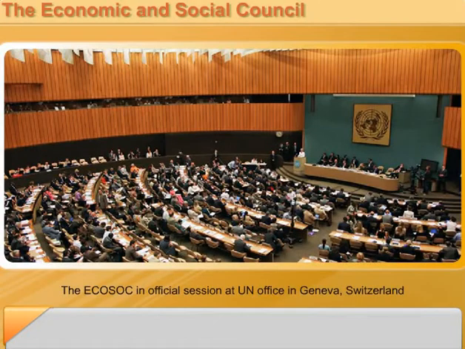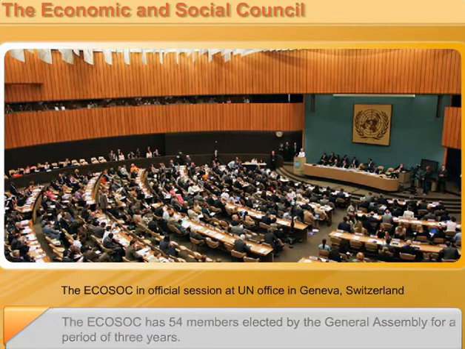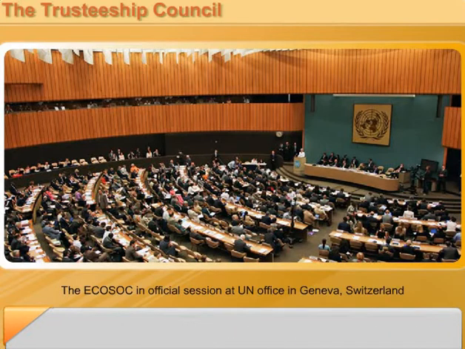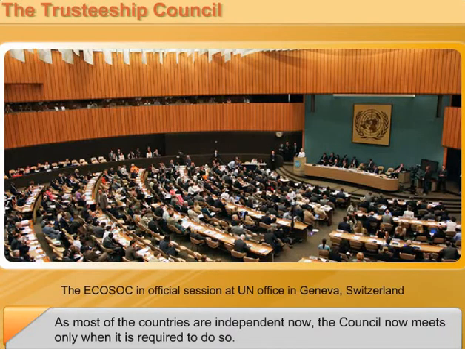The Economic and Social Council. The ECOSOC has 54 members, elected by the General Assembly for a period of 3 years. Its main function is to promote economic growth and social progress. The Trusteeship Council. It was formed to look after the territories that were under foreign rule and to help them attain self-government. As most of the countries are independent now, the Council now meets only when it is required to do so.